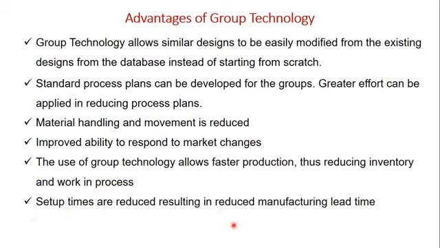Why is the setup time reduced? Because, for example, in a turning machine you are using all circular jobs only. So only one chuck is enough, irrespective of whatever diameter you have. But if you want to do a milling operation on a turning machine, it may not be possible. So that will lead to less setup time.